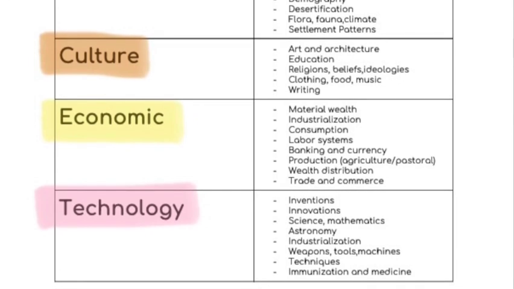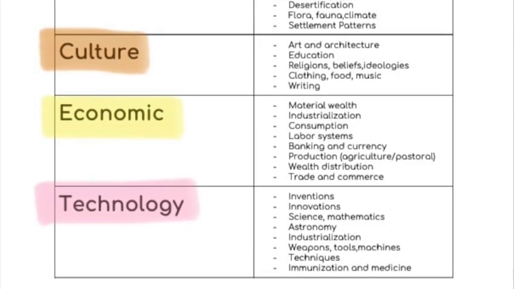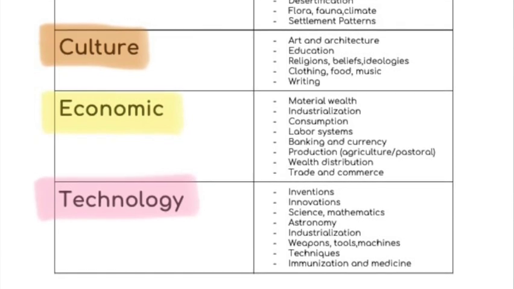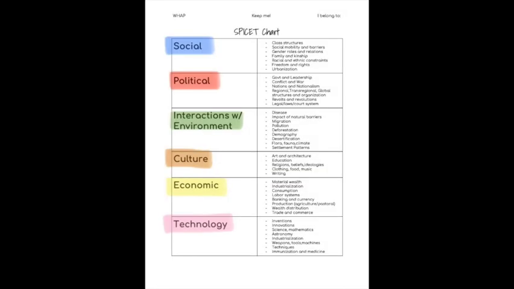And you can see these different colors that we have represented for these different themes. So we can see for social, we're going to use blue. For political, red. For interactions with the environment, green. Culture is going to be orange. Economic systems, yellow. And technology, pink. So in our notes and in different things in this class, we're going to use these colors to show where we see these themes.